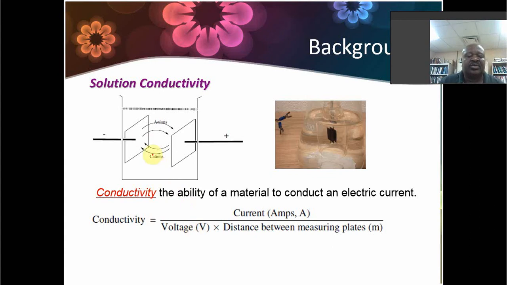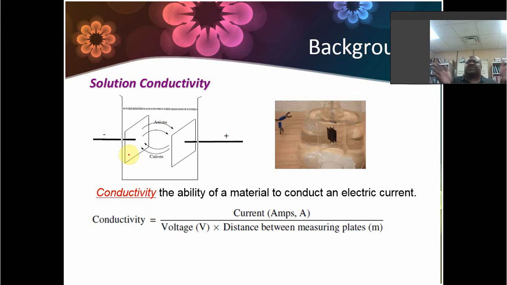But in order to do this, you have to have some metal plates. Here's the real thing. There's a platinum electrode, called platinized platinum. That's why it looks black. Two plates are placed at a known distance from each other in this solution, and you measure the conductivity. If this is plus, then the anions are coming this way. If this is minus, then cations are going that way. So a current over voltage. That makes sense. When the current is low for a given voltage, then the conductivity is low.